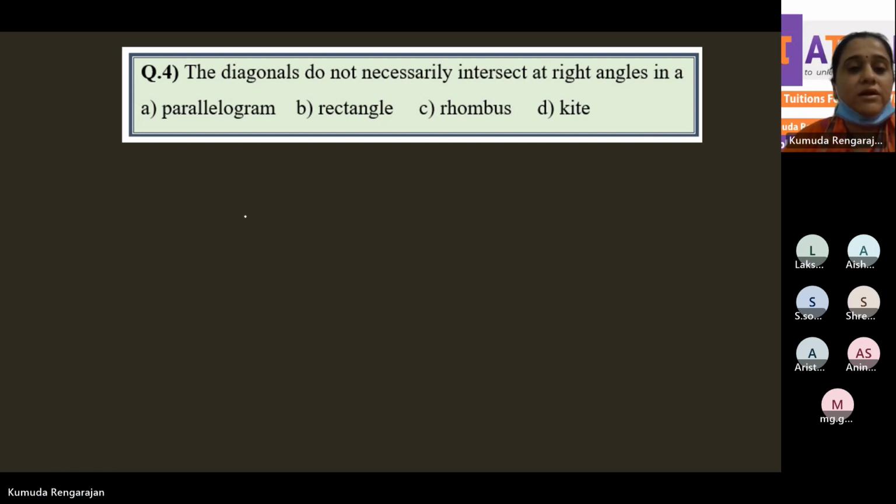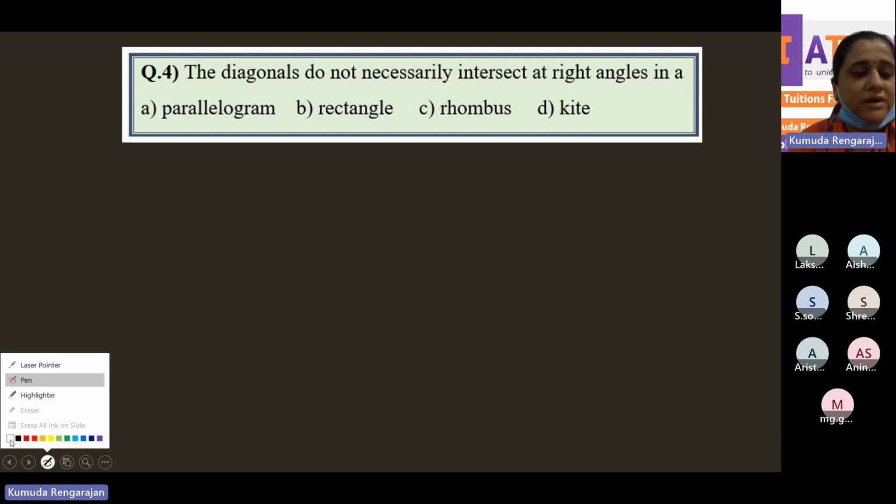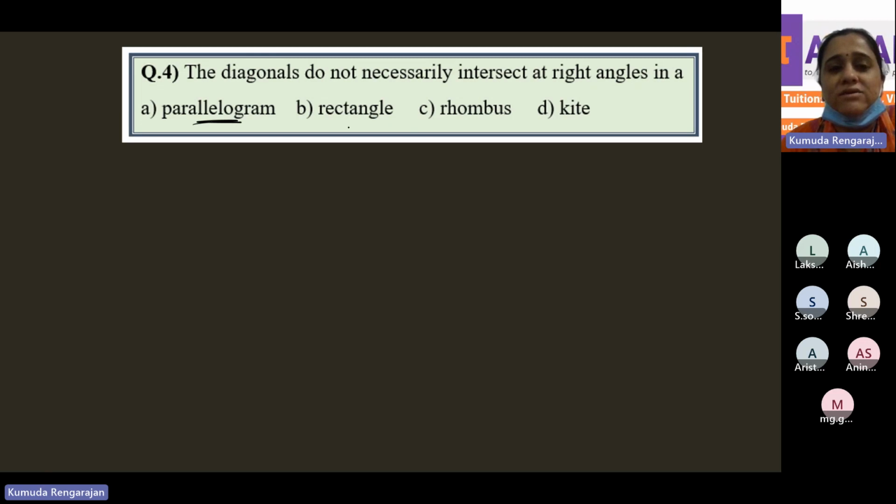In a parallelogram as well as in a rectangle, the diagonals do not intersect at right angles. If the figure is a parallelogram, the diagonals will not meet at right angles. If it's a rectangle, it will not meet at right angles. In a rhombus, yes, the diagonals meet at right angles. In a kite also, they meet at right angles.